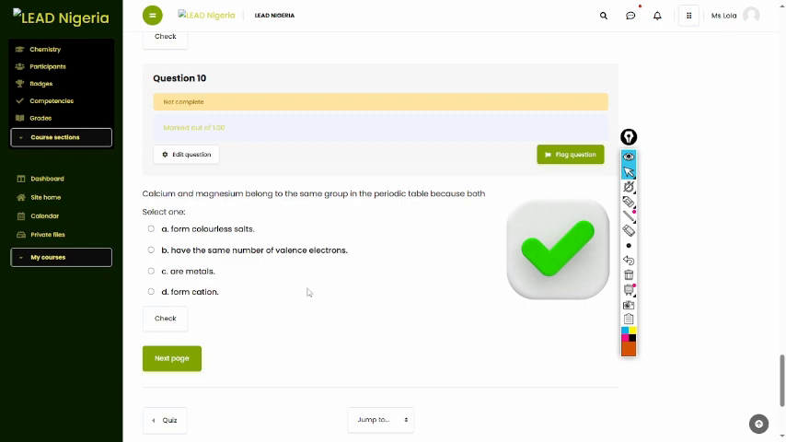Calcium and magnesium belong to the same group in the periodic table because they both... So atoms that belong to the same group in the periodic table have the same number of electrons in their outermost shell. So atoms that belong to group 2 would have 2 electrons in their outermost shell. Group 3 would have 3 electrons in their outermost shell. And electrons in the outermost shell are also referred to as valence electrons. So the reason why calcium and magnesium belong to the same group is because they have the same number of valence electrons. So the correct answer is B.